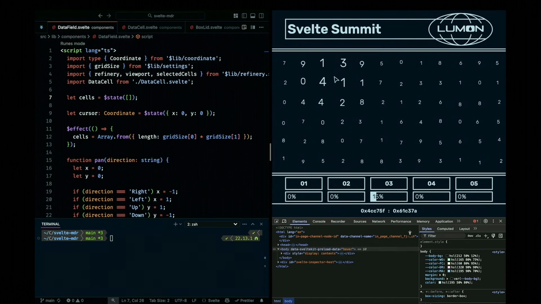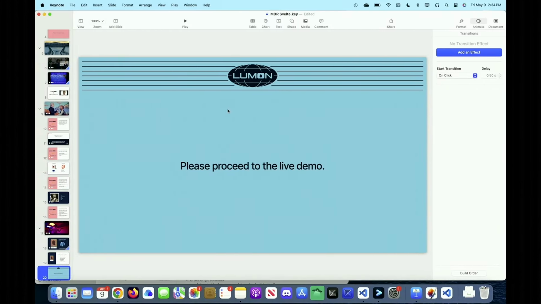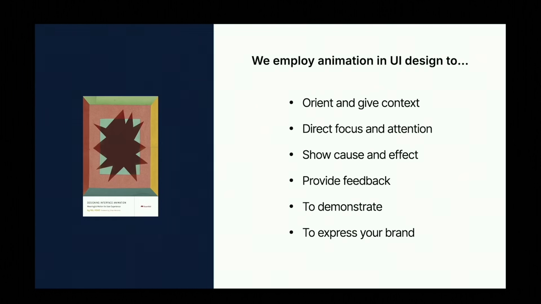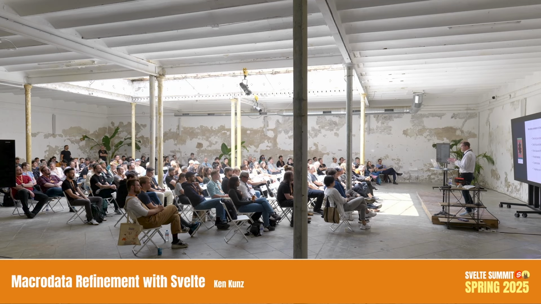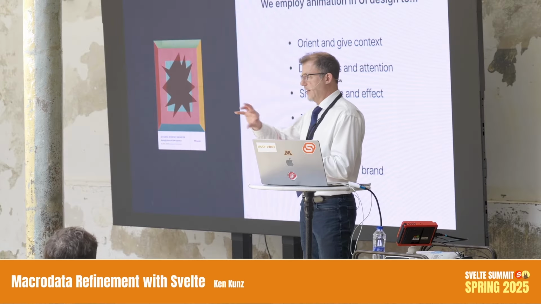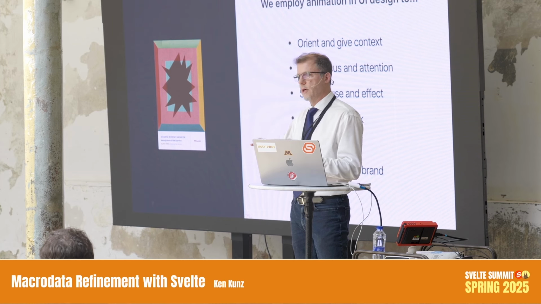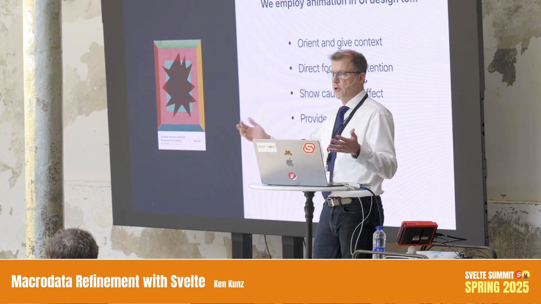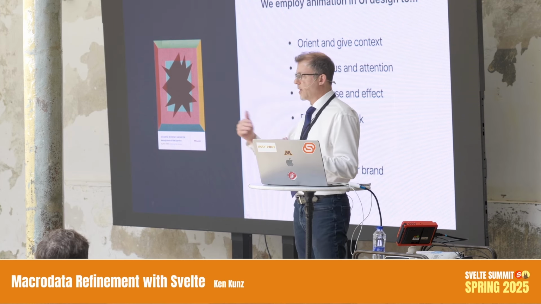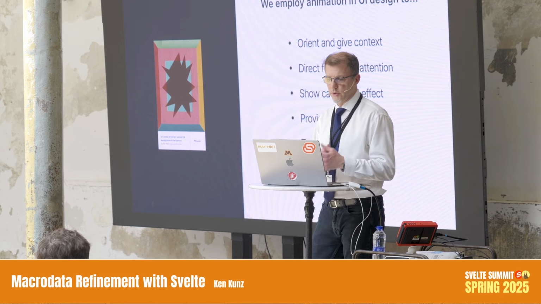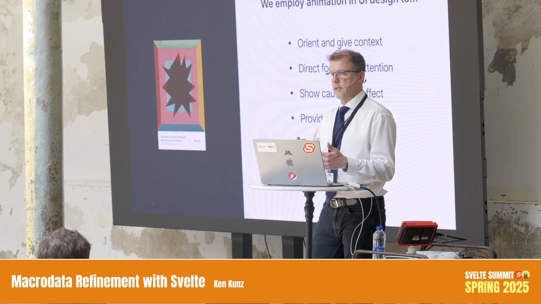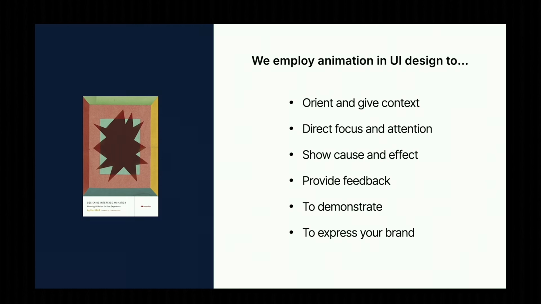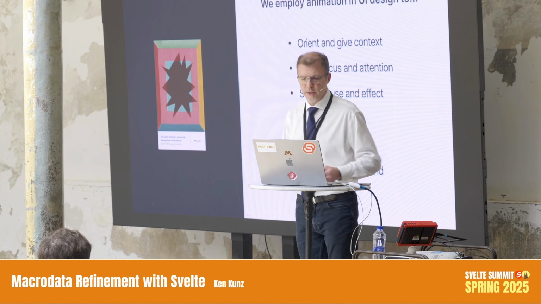So you can see how animation, as demonstrated through that interface, gave us context through our movement, or context for where we were in the process. You can see how, by highlighting and selecting elements, or even as we moved and hovered over them, it directed our focus and attention. You really get a sense of the cause and effect in that binning process, moving the numbers into the bins. We're not currently using it to demonstrate per se, but you do get feedback on the progress that you're making in the refinement process. And finally, I do feel like this experience is highly expressive of the Lumen brand.